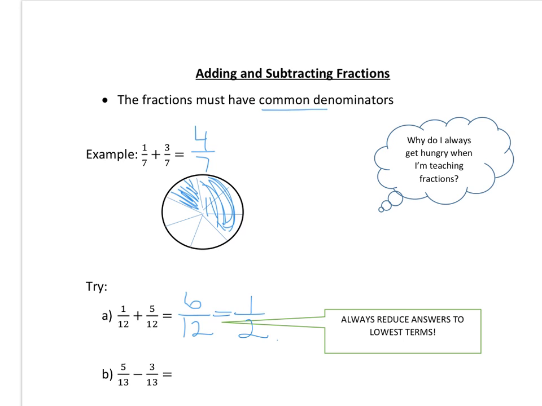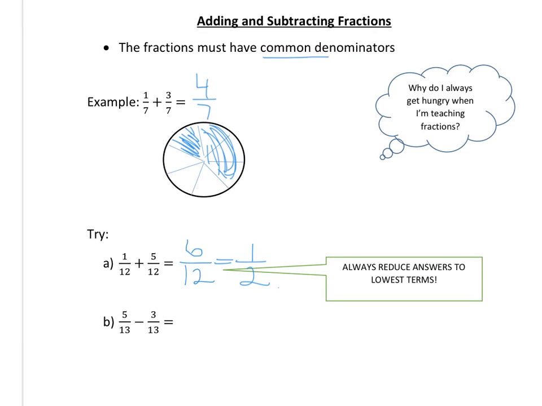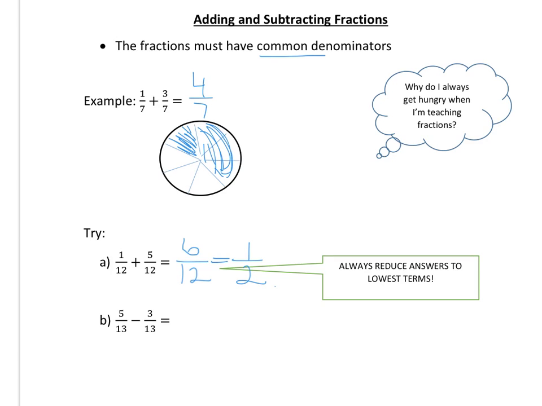Okay, now let's try the last example here. 5/13 minus 3/13. So we're subtracting here. So just like in adding, the denominator will stay the same, and now we're going to subtract our numerators. So 5 minus 3 gives us 2/13 for our answer.